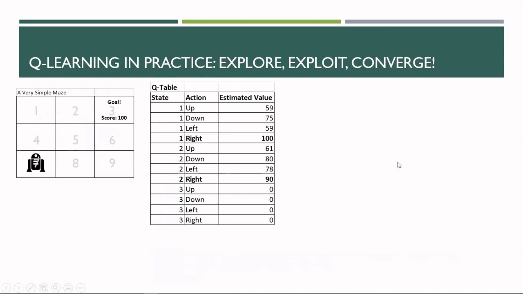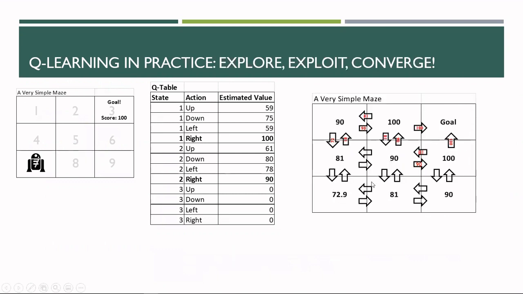So imagine that we run this a few hundred times, and we've now got Q table estimates that look something like this, where they're much closer to the right numbers. So 2 to the right is now at 90, 2 to the left is 78. That sounds pretty good. 2 down is 80. They're not quite right, but they're starting to get into the ballpark of the correct optimal numbers.